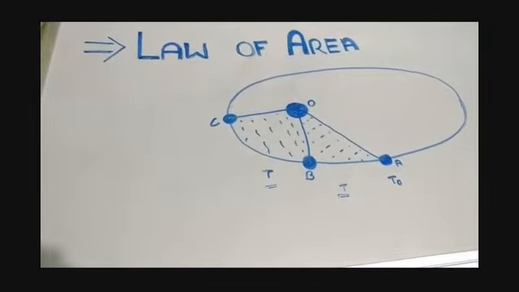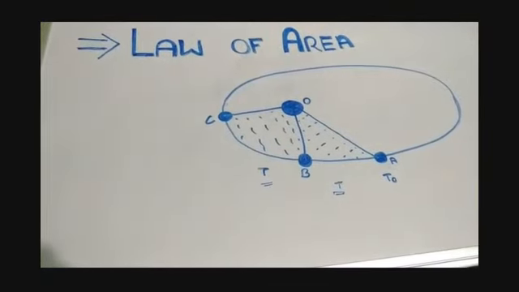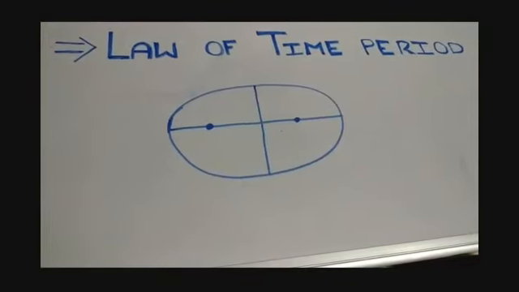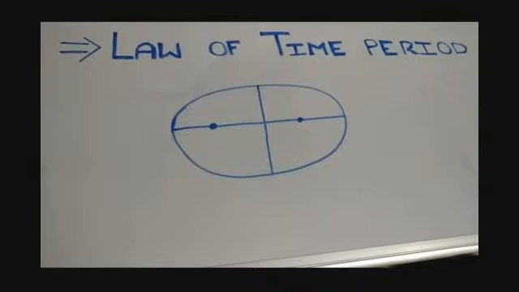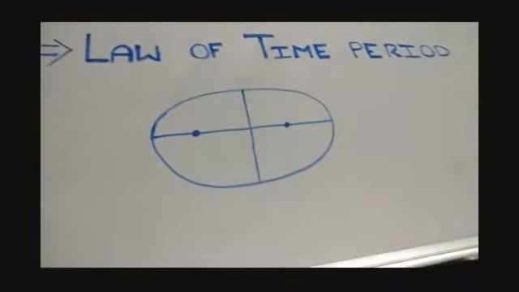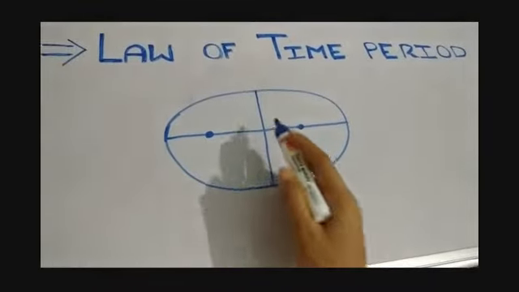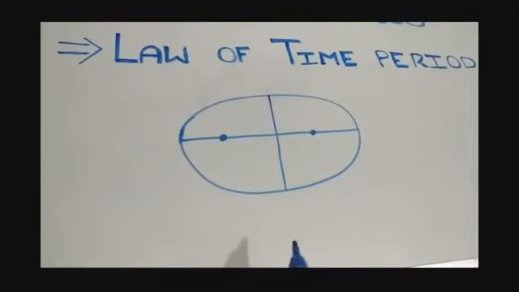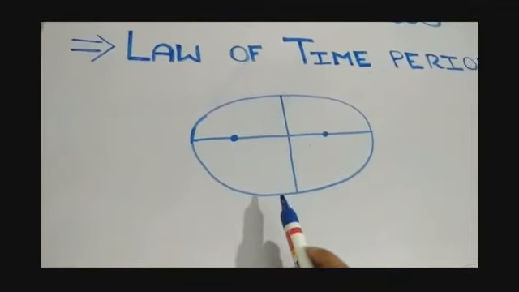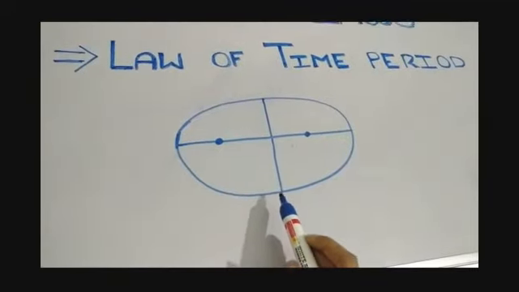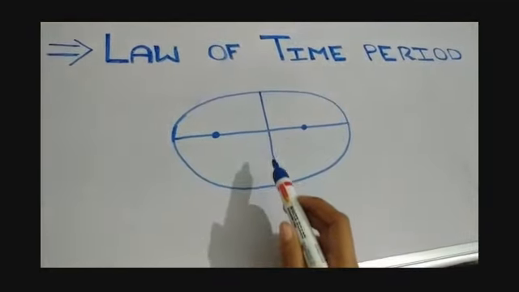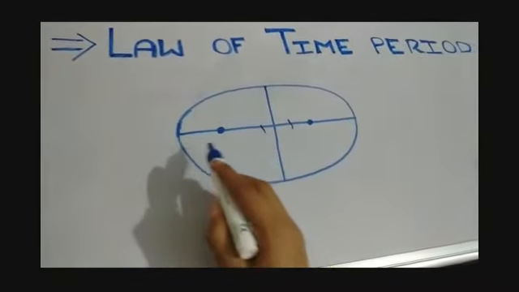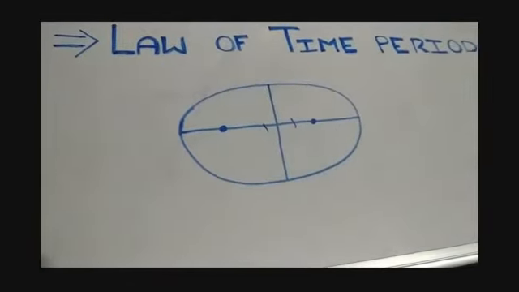Now let's move on to our third law, that is the law of time period. Before knowing about our third law, we need to focus on a special term which is known as semi-major axis. We have learned till yet that an ellipse has two axes. Now, what is a semi-major axis? We know that the major axis is the larger of the two axes of the ellipse. Here, the smaller axis divides the larger axis into two equal parts, and each of the equal parts is known as semi-major axis.